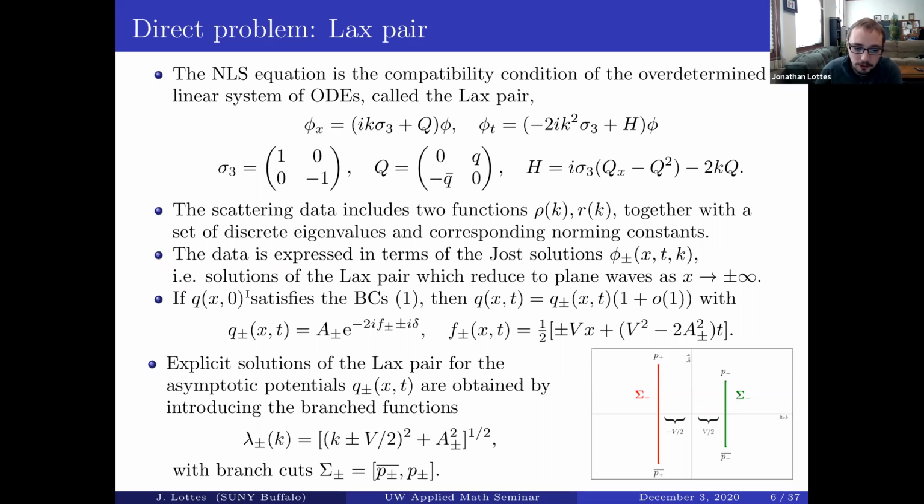And we choose the branch cuts on these to be the vertical segments connecting their two branch points. So here the branch cut for lambda plus, if I take positive velocity, is going to be to the left of the imaginary axis, and for lambda minus, again taking positive velocity v, the branch cut is to the right of the imaginary axis. Again, we take that branch cut to be the segment connecting the branch points.